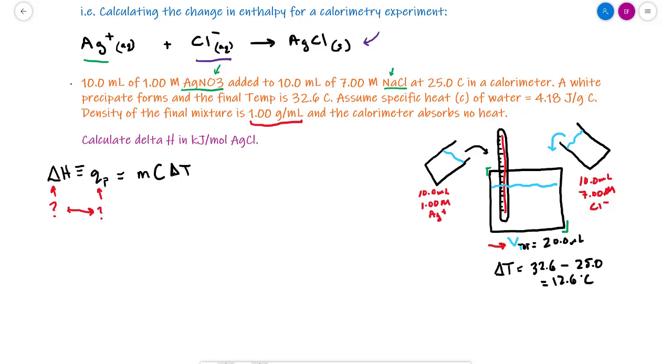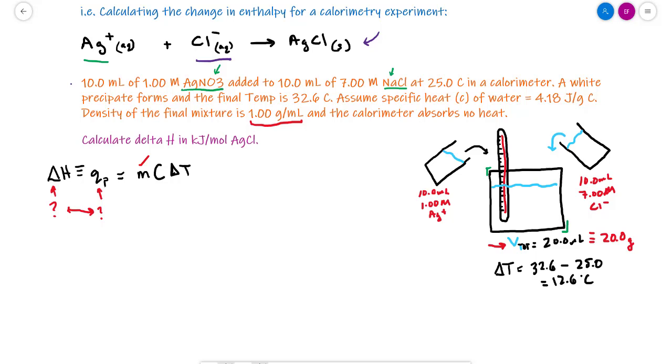We could say, well, if we've got 20 mils, that's the same as 20 grams. We can do that dimensionally too, but I think you can do that on your own. So we'll say that's 20.0 grams. So yes, we've got that. What about the specific heat of the substance? Well, it says assume specific heat of water is this.